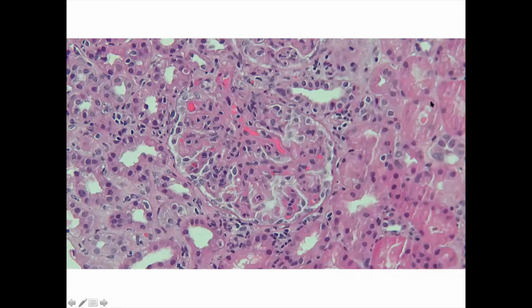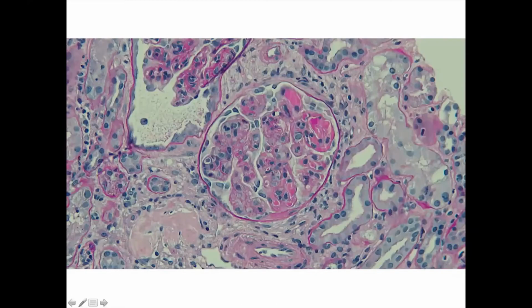We can judge that the tubules are not very affected. We don't have much acute tubular injury over here. There is no epithelial injury and there is no fibrosis. It will be clearer with special stains, but here we can judge that the tubulointerstitial compartment appears to be fine. So this is predominantly a glomerular disease.